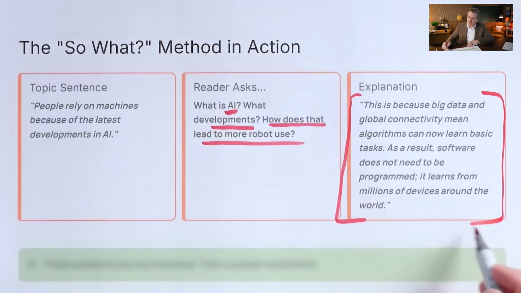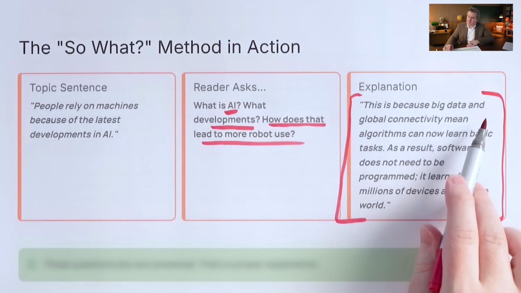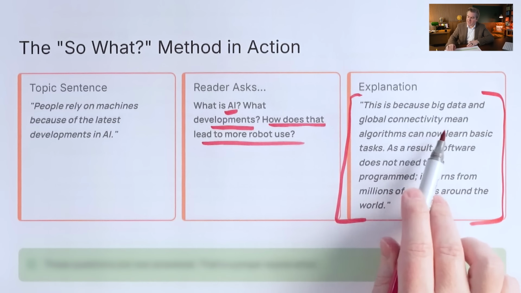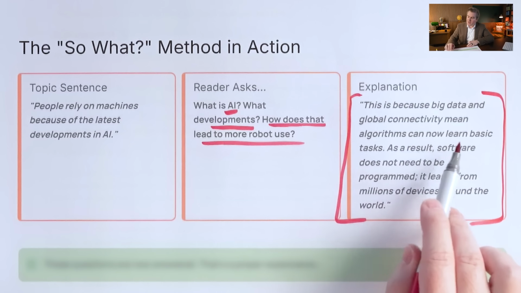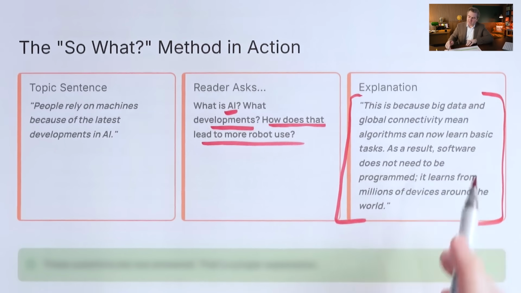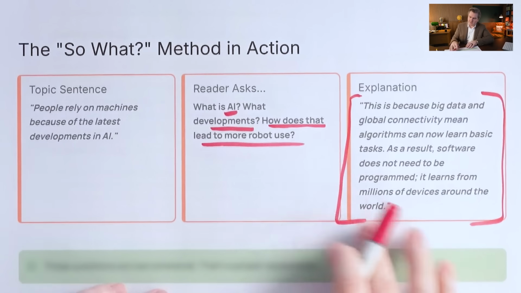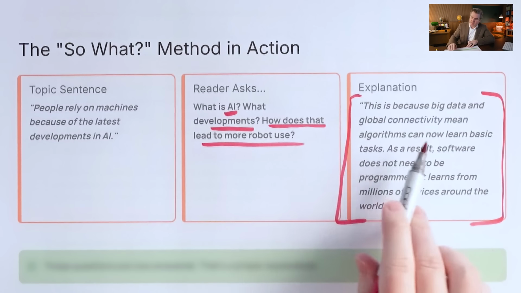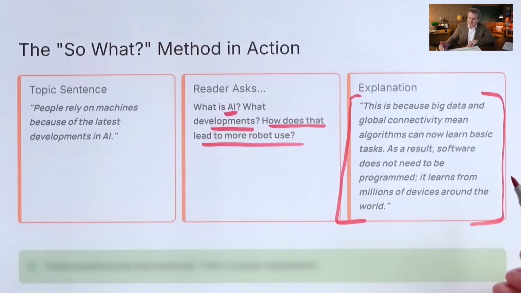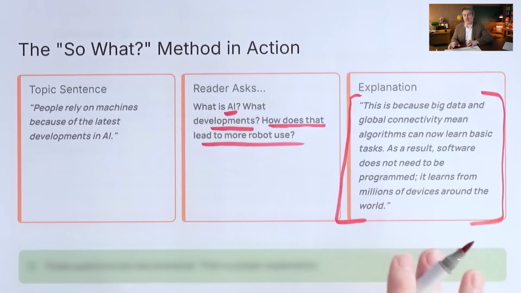And this is what they came up with. This is because big data and global connectivity means algorithms can now learn basic tasks. As a result, software does not need to be programmed. It learns from millions of devices around the world. So what they are doing here is they're explaining what AI is, how it has developed, and how that is connected to actual robots. They've tried to be a little bit fancy. They could simplify it a little bit, but overall it's pretty good because they are trying to explain that.